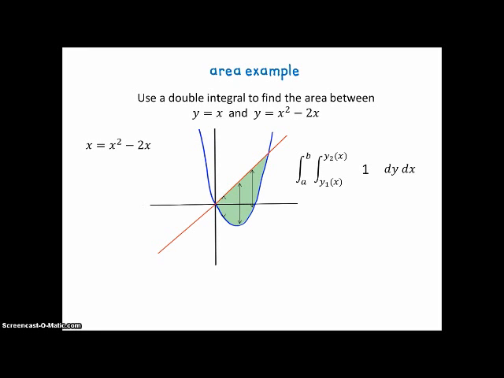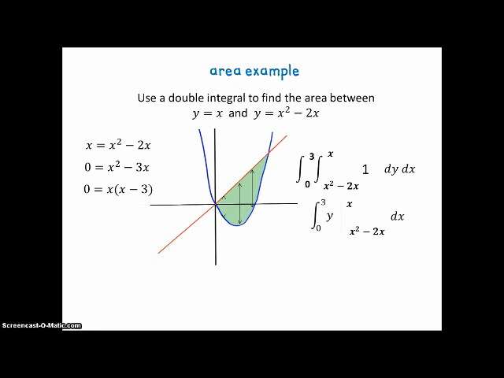And we need to know our intersection points. So we set the two functions equal, move x to the other side, factor, and pretty obviously we're going to be integrating from 0 to 3 along the x-axis. And then our function values, we're going to go from the bottom function, which is the parabola, up to the linear function, which is just x.